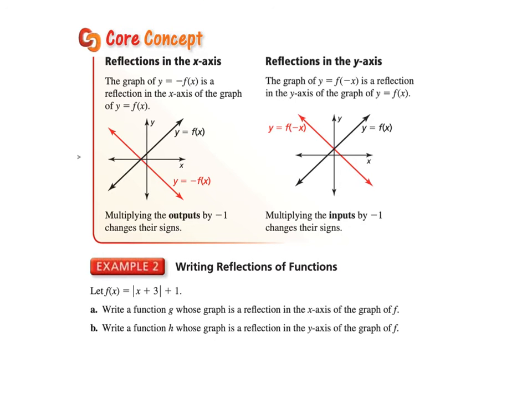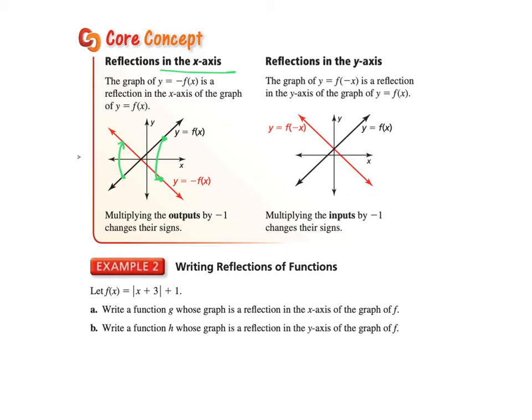So let's look at reflections, okay? Reflections in the x-axis. That means over the x-axis. So all your points on top get reflected over the x-axis and become down below the x-axis. Or if they were below the x-axis, they get reflected up and now they're above the x-axis.